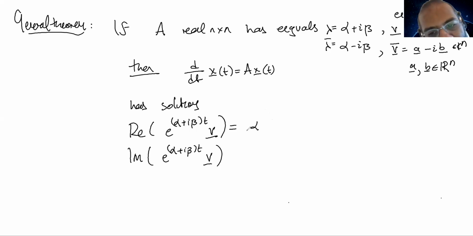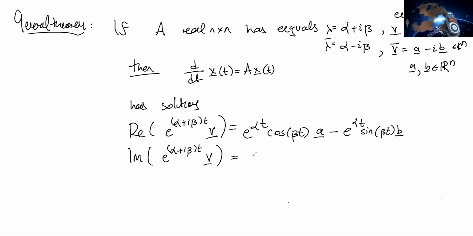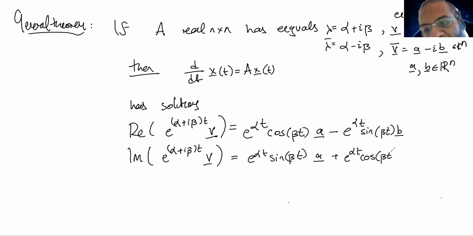You get the following: e to the alpha t cosine beta t times A minus e to the alpha t sine beta t times B. And the other one is e to the alpha t sine beta t times A plus e to the alpha t cosine beta t times B. It's the same idea as in the example, but this works in general. So nothing scary about complex eigenvalues.